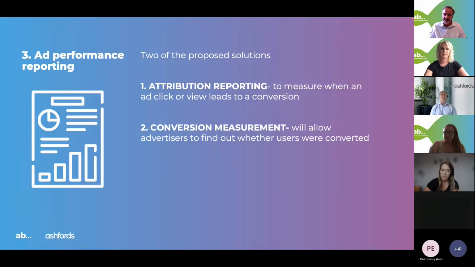Ad performance reporting is essential for advertisers to learn what is and isn't working and to adjust ad campaigns accordingly. To assist with this, Google Sandbox is working on 2 proposals, the Attribution Reporting API and the Conversions Measurement API. Attribution reporting aims to make it possible to measure when an ad is clicked or viewed leads to a conversion on an advertiser's site, such as a sale or a sign up, without the need for a third-party cookie. And conversion measurement will allow advertisers to find out whether their users were converted either by clicking on the ad or by buying the product that was advertised without revealing any of the user's personal information.